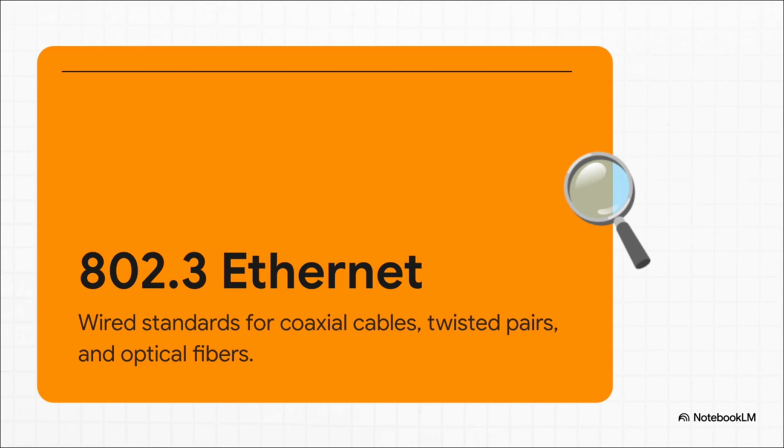First up in the link layer is 802.3 Ethernet. This is your heavy-duty wired workhorse. It supports communication through coax cables, twisted copper pairs, or optical fibers. And because it's hardwired, it is incredibly fast, providing data rates starting from 10 megabits per second all the way up to a massive 40 gigabits per second and beyond.